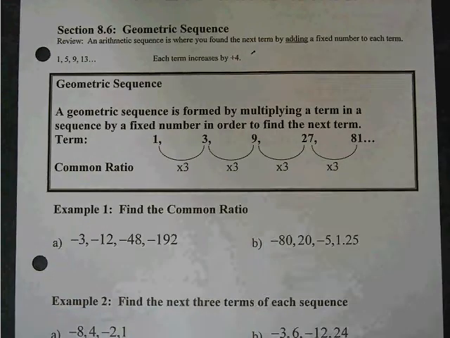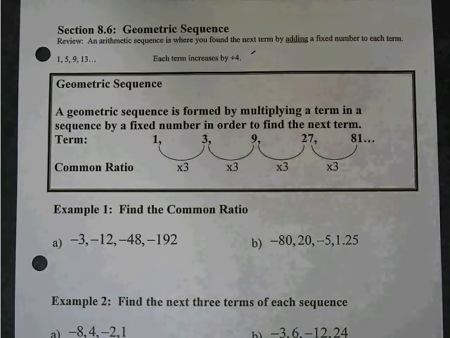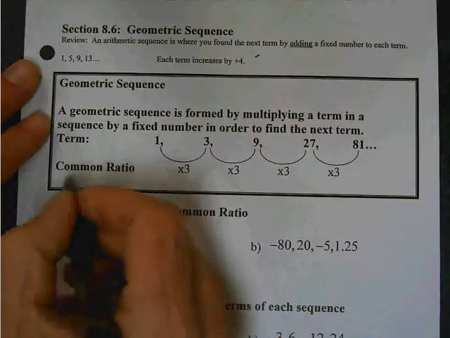All right, section 6, we're talking geometric sequences. Back in arithmetic sequences, we were talking adding, subtracting. Geometric sequences, you're talking multiplying. So today you have to find what's called the common multiple, or the common ratio.